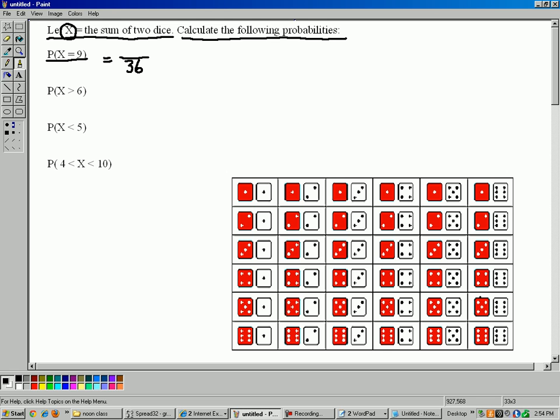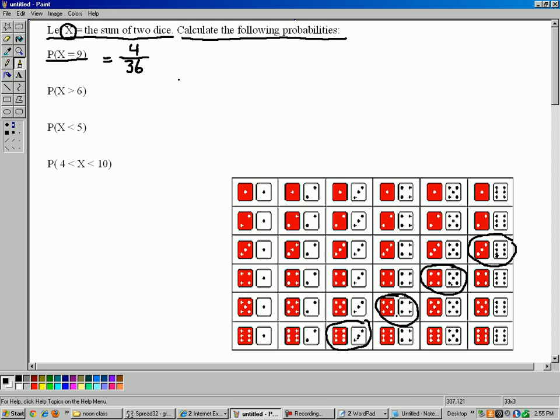Now, out of those 36 outcomes, how many ways can you get 9? Well, here's one: 6 and 3 gives you 9. 5 and 4 gives you 9. 4 and 5. And 3 and 6. So that's one, two, three, 4 ways to get 9. And that's all. 4 out of 36. So the probability is 4 out of 36.